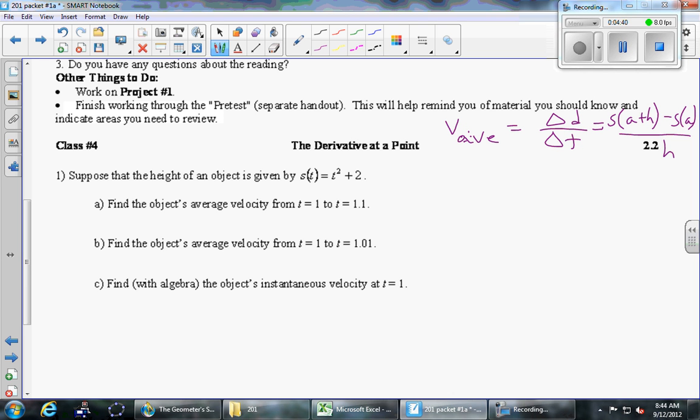So this is our H version of things. It's a little bit different from the other version of things, but that's the one we're going to be focusing on.